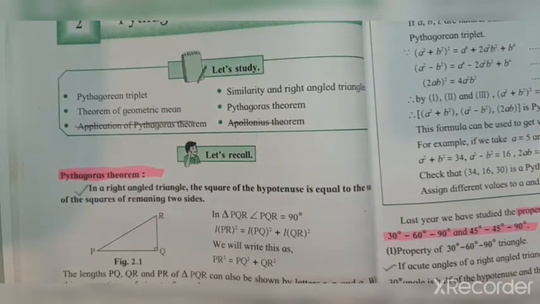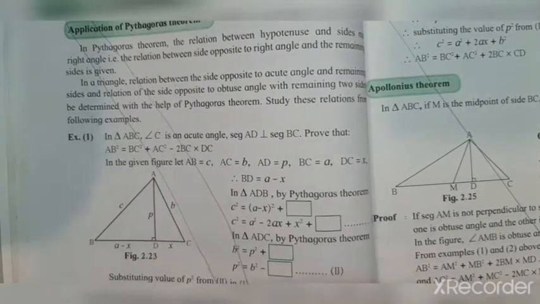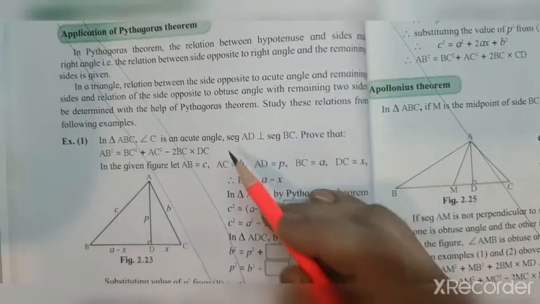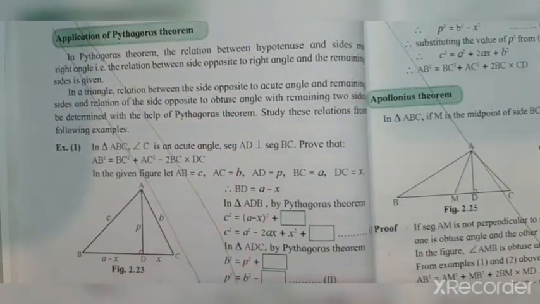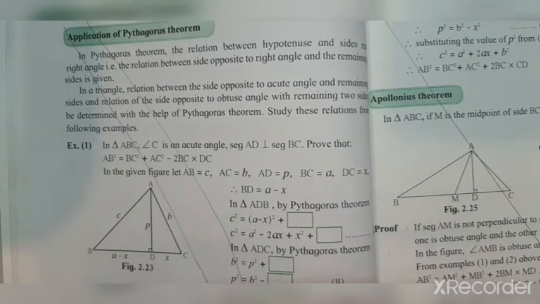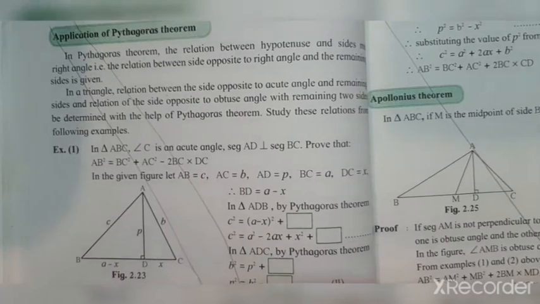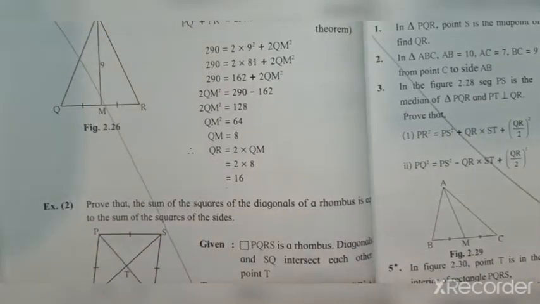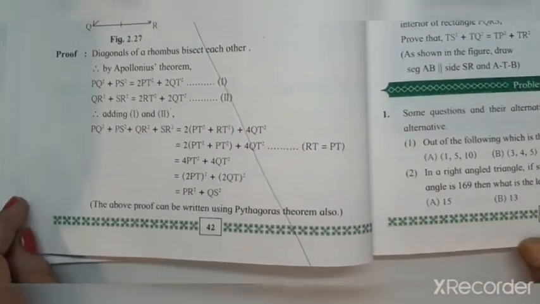Now you move to page number 40. The whole page is omitted. Page number 41, the entire page is omitted. So 40 and 41 both are omitted. 42 also, the entire page is omitted.